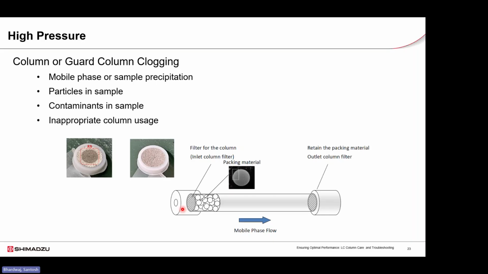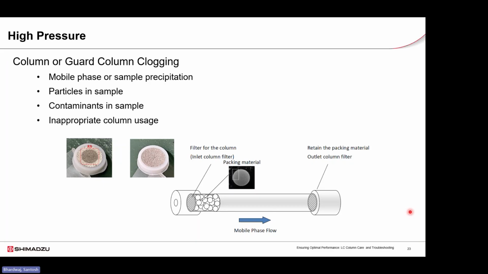A column is essentially a hollow metal tube filled with silica particles. At both ends, there are filter frits that keep the silica packed inside and allow mobile phase to pass through. When particles are present in the sample, they can trap the inlet frit. Over time, this causes clogging, which results in high back pressure.